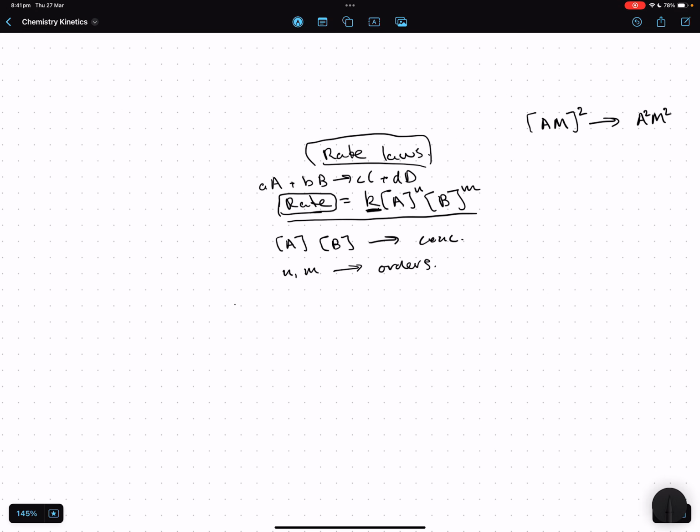So n, m, and k. The rate is equal to the rate constant times the concentrations. Now, it's very important to remember that n and m must be experimentally derived.